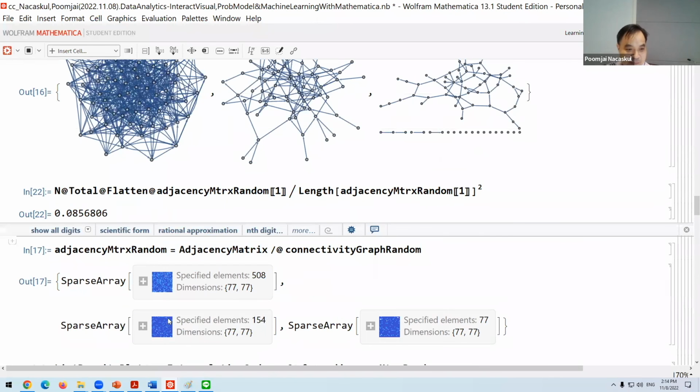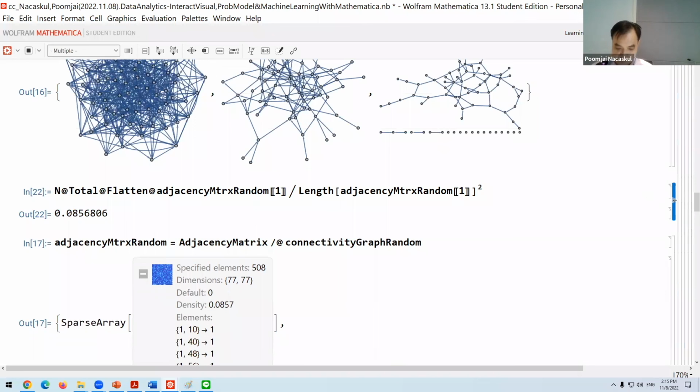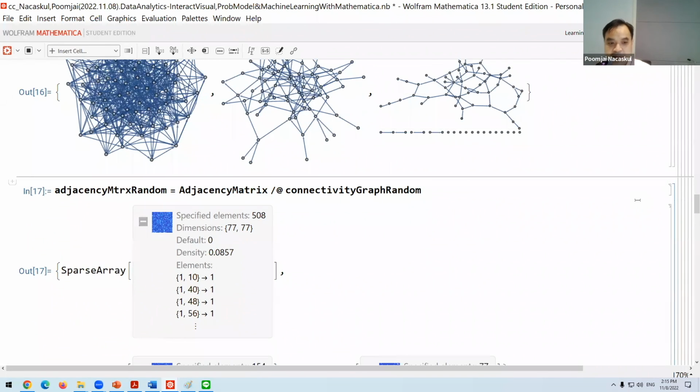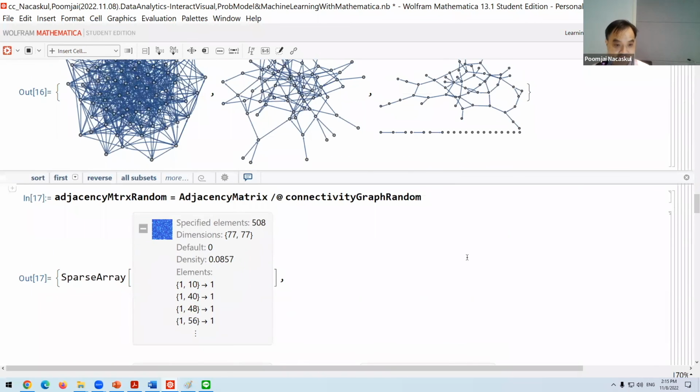See? So this 8.57 density is the number of edges, the number of ones, divided by 77 squared. So it makes sense. Obviously, you can do this calculation yourself, so it's not a big deal, but it's given for you. Okay, so now we have this guy.